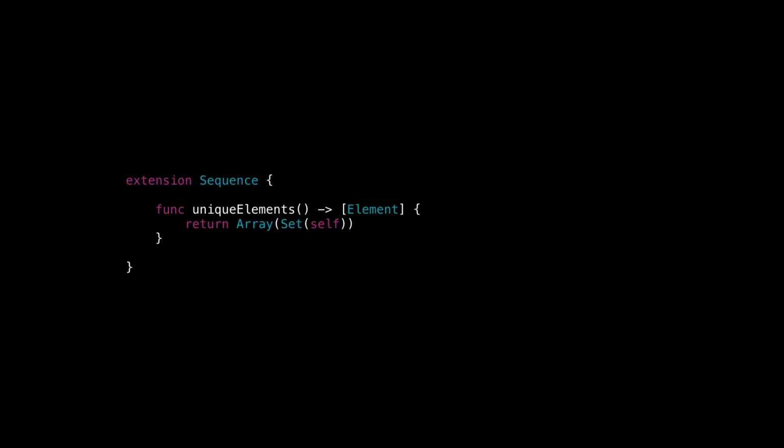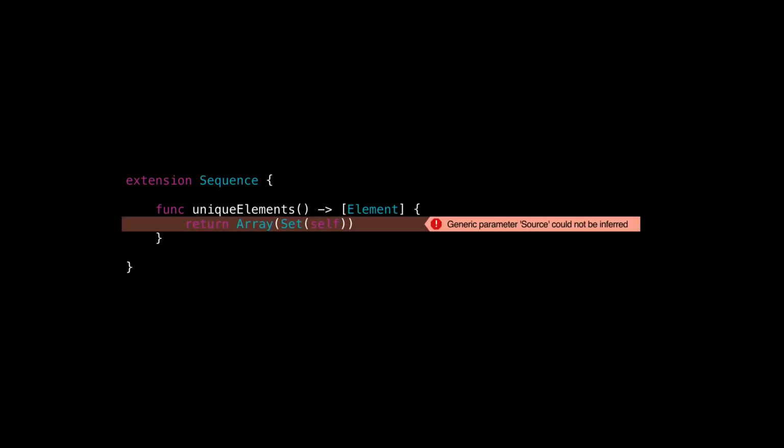Here's one that is just baffling to me. It doesn't exist in the standard library. If you want to unique the elements in an array, you want to say, just give me the unique items. What everybody tells you to do, you go on Stack Overflow, how do I unique elements in an array? And they tell you, well, first put it in a set, and then put that set in an array, and that'll unique them, obviously. And so you do that, you try to extract that to an extension, and you get this completely baffling compiler error. Generic parameter source could not be inferred.